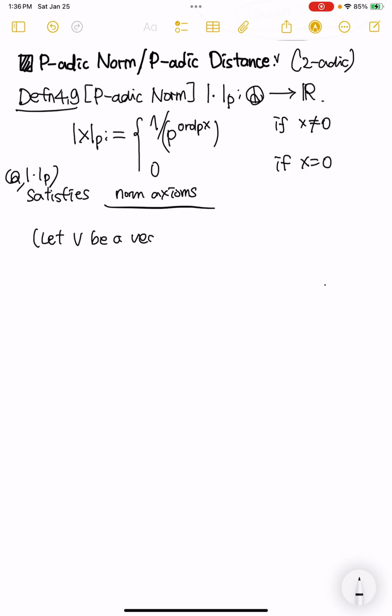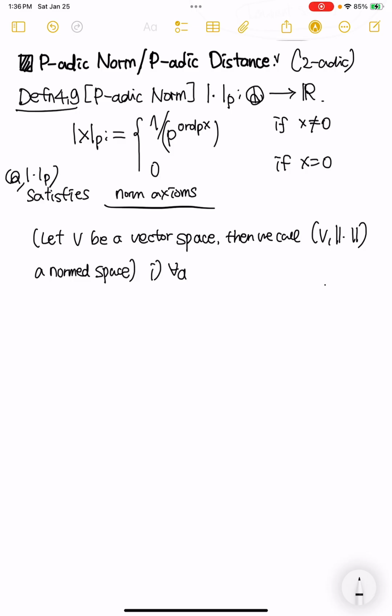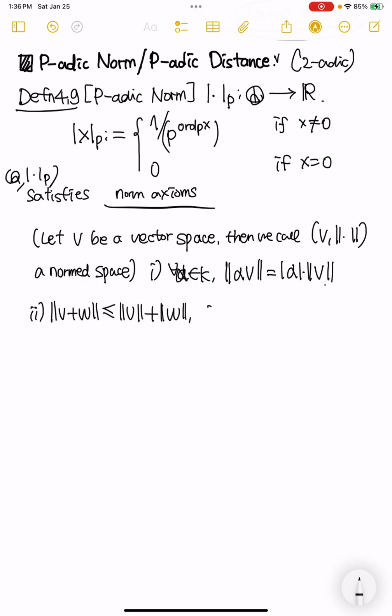But when we think about what a norm is, let V be a vector space, then we call it a normed space. There are three conditions. For any given scalar, the norm satisfies homogeneity. And the triangle inequality is an essential condition. And the necessary and sufficient condition: if the norm is 0, the only possibility is the zero vector. That is the norm condition.